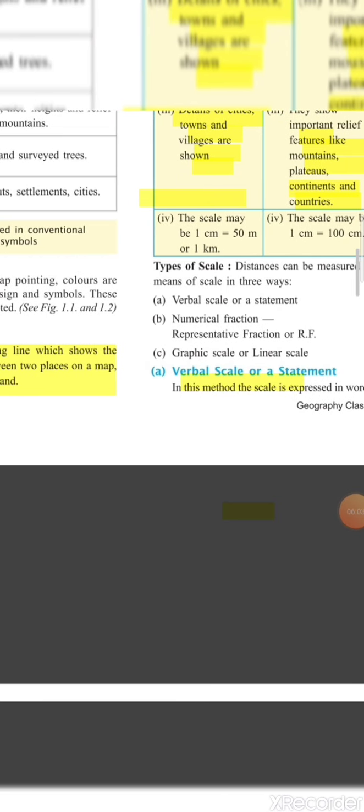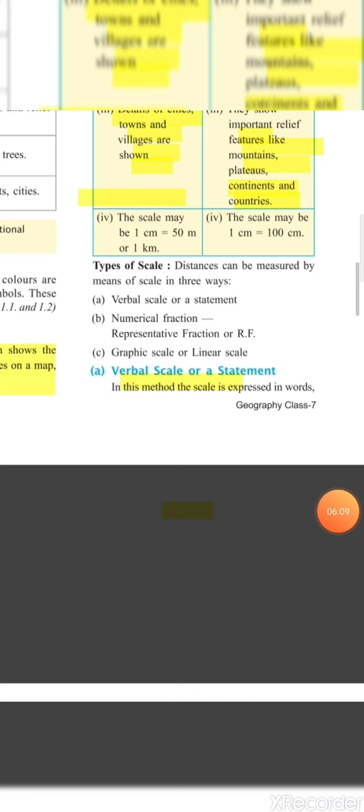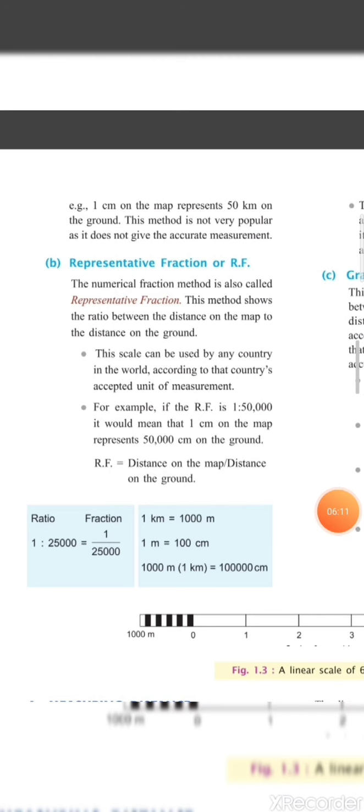This is also called a statement scale. In this method, the scale is expressed in words and it is a simple statement of the scale designed to directly communicate the size relationship between the map and the real earth.